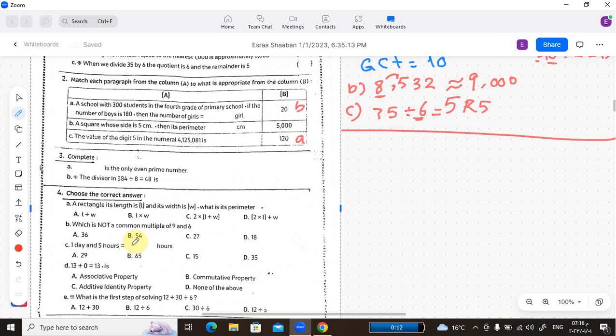C. The value of a 5. Value means number. So here 5, I'm gonna put a 5 and 3 zeros because we have 3 digits after 5.